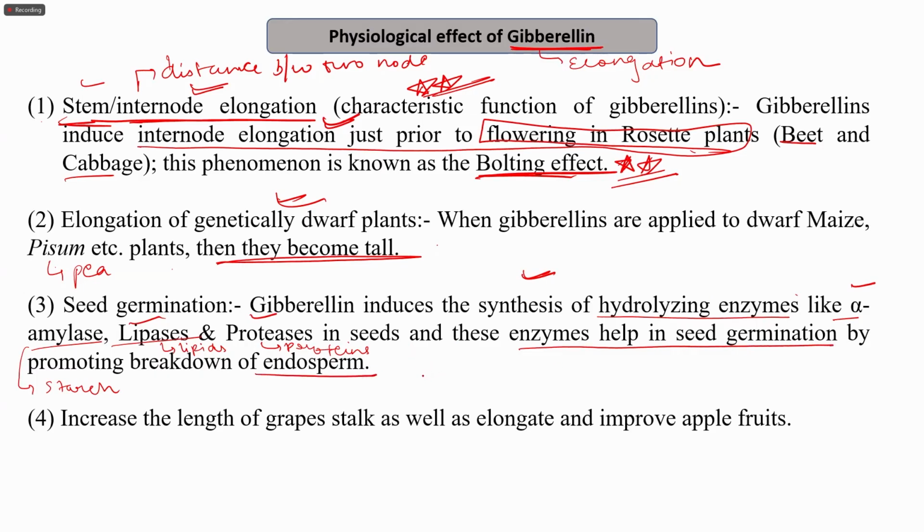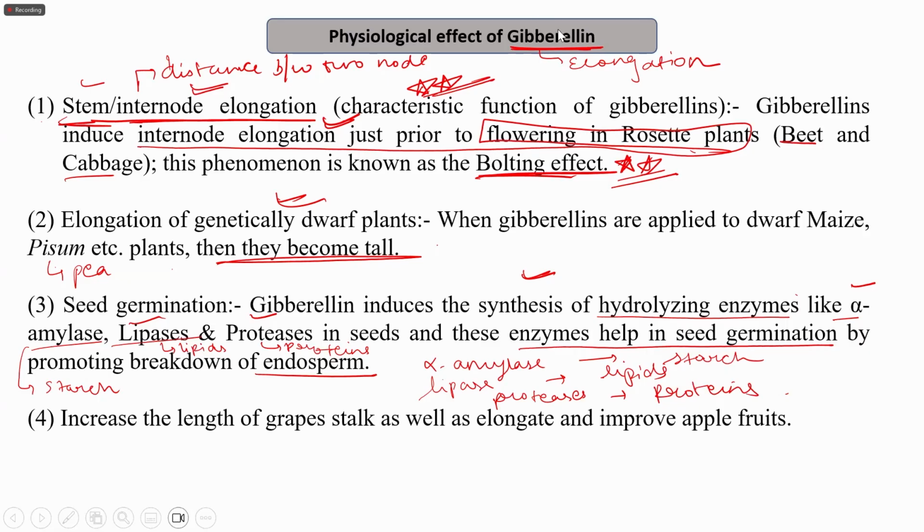So alpha amylase acts on the starch, which is one of the main constituents. Then lipase acts on the lipids. So mainly lipids, starch, and proteins are present in the seeds, and on the basis of that, it promotes the breakdown of endosperm.